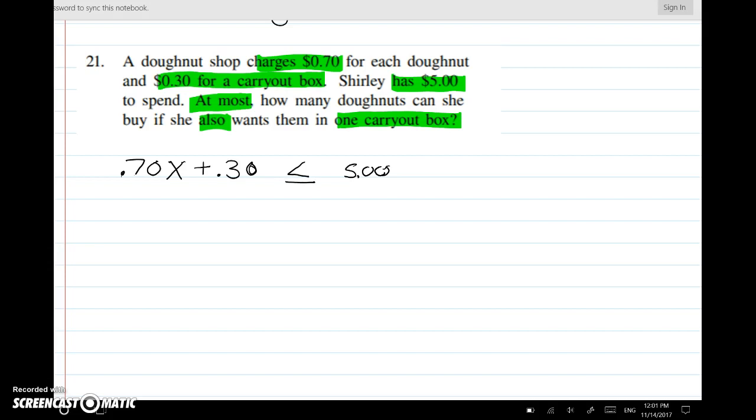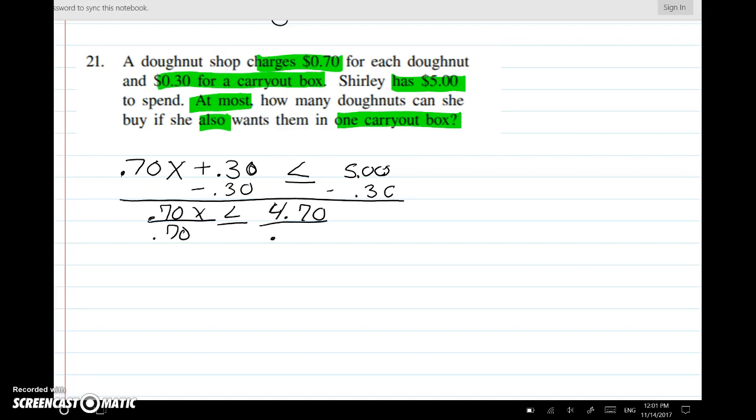Now, how many donuts could she buy if she wants to also buy a carryout box? Well, we have a regular inequality here. Let's just go ahead and solve it. Subtract 0.30 from both sides. You get 0.70x is less than or equal to $4.70. Divide both sides by 0.70. Again, that decimal is very, very important. You're going to get some weird numbers and you're going to be like, I don't know what to do. And then you're going to cry. And, well, we just don't want that.